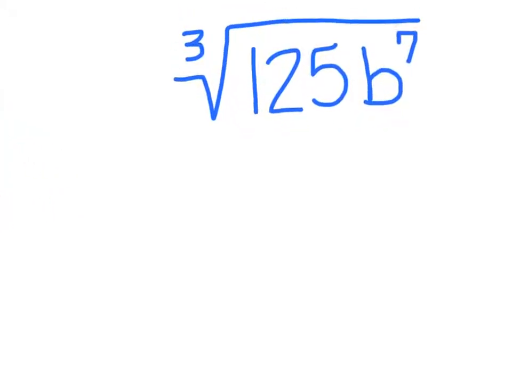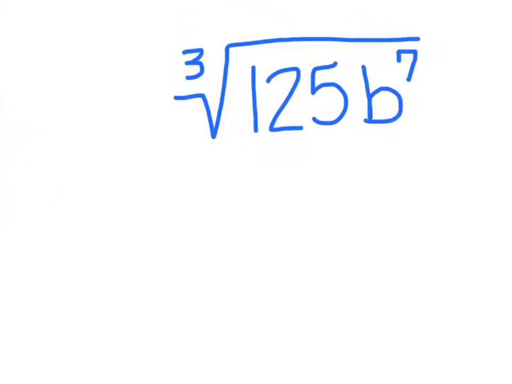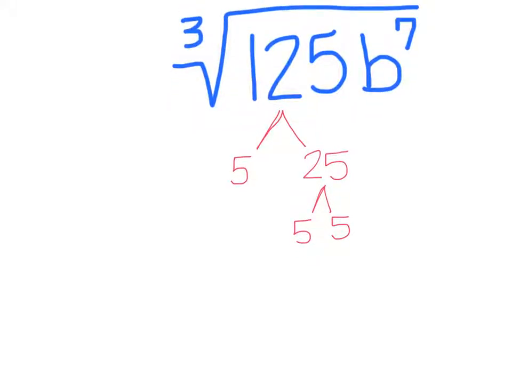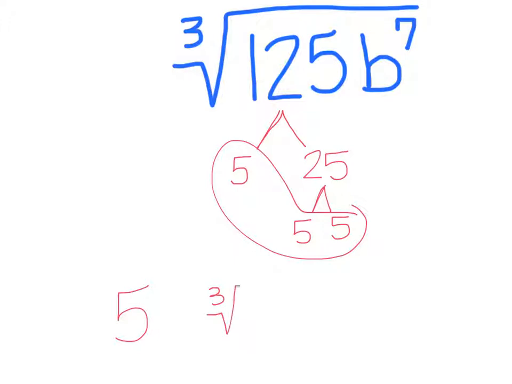So this time, what's the index? 3, so we're looking for sets of 3. All right, let's break down 125. What can we break that down into? 5 times 5 times 5. Yes, so 5 times 25, and then you can do 5 times 5 times 5. That is fine. I was just helping us think through it. So do we have a set of 3? Yeah, so what comes out? A 5, but we still may have something else.